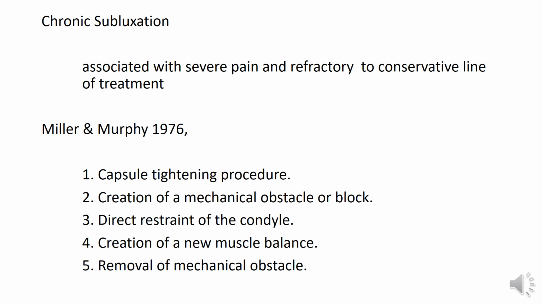The next one is chronic subluxation. This disease is always associated with severe pain and is refractory to the conservative line of treatment. Miller and Murphy in 1976 advised capsular tightening procedure, creation of a mechanical obstruction or a block, direct restraint of the condyle, creation of new muscle balance, and removal of mechanical obstacle. These are the ones which have been commonly in practice as treatment modalities for chronic subluxation of temporomandibular joint.